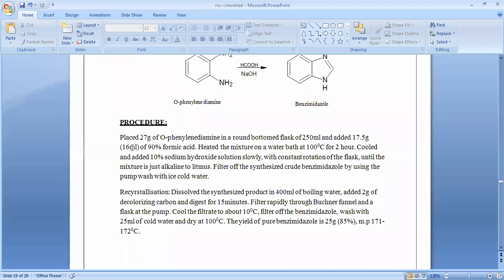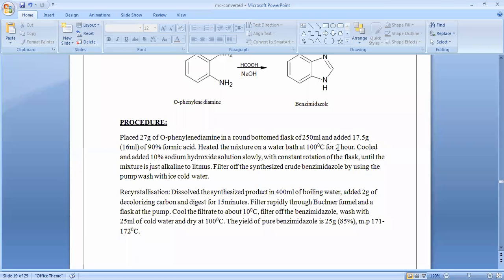The quantity of formic acid, 17.5 ml against 17.5 gram, is based on density. What is the formula for calculating the ml quantity of formic acid? Density is equal to mass upon volume. Using this formula, we calculate the ml quantity of 90% formic acid. This mixture we heat in a water bath at 100 degrees centigrade for 2 hours.